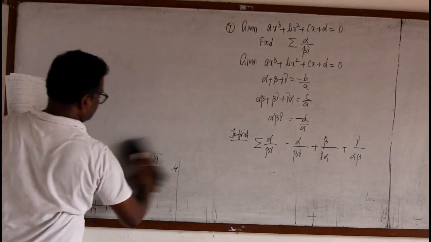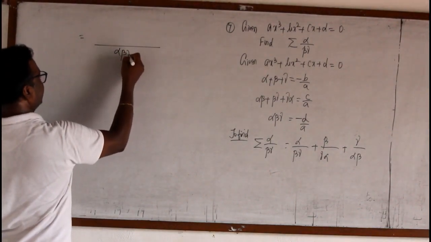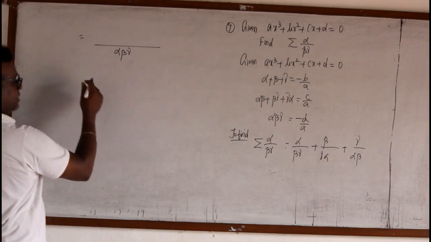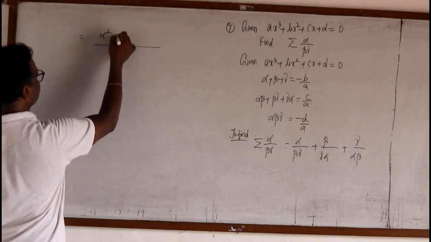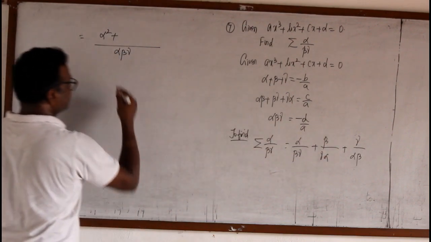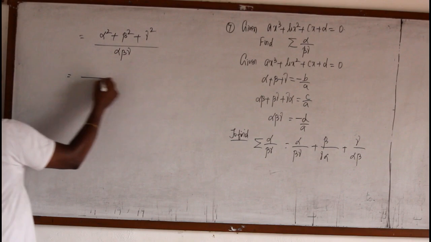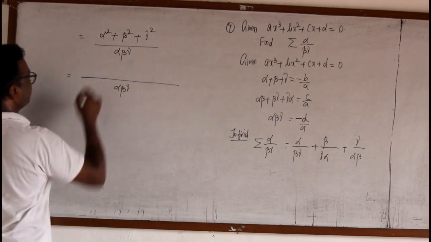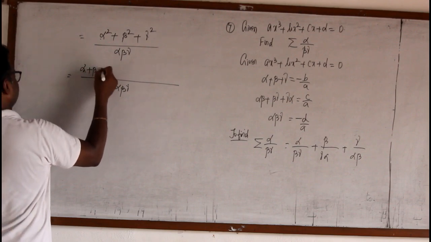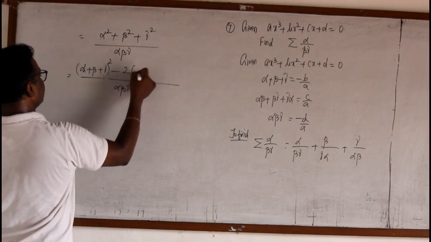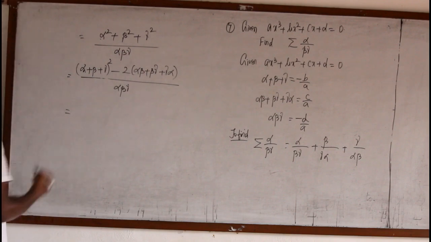Now when I take the LCM, alpha beta gamma, the missing letter is, for the first term, alpha, so it is alpha square. Similarly, for the second I have to multiply with beta, so beta square, and similarly gamma square. The numerator alpha square plus beta square plus gamma square can be written as alpha plus beta plus gamma the whole square minus 2 into alpha beta plus beta gamma plus gamma alpha. Now we have the values for this.